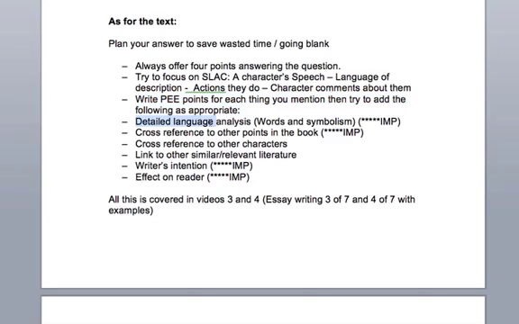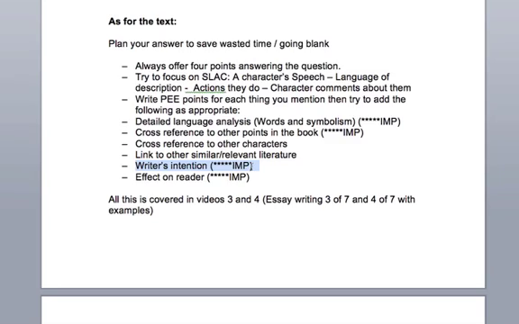Okay, so you need detailed language analysis of words and symbolism. Try and do that at every possible opportunity. That's very, very important. You need to cross-reference to other points in the book to show how change has occurred. That's very, very important. You need to cross-reference to other characters where relevant, and in that you can also mention social and historical context. You need to link to other similar or relevant literature, if you know it, but it's not essential. You need to show the writer's intention always.